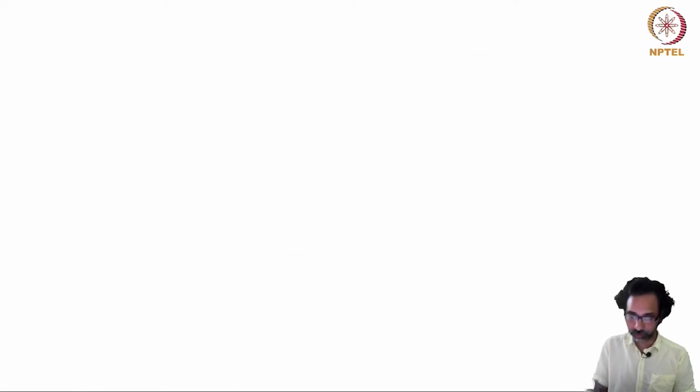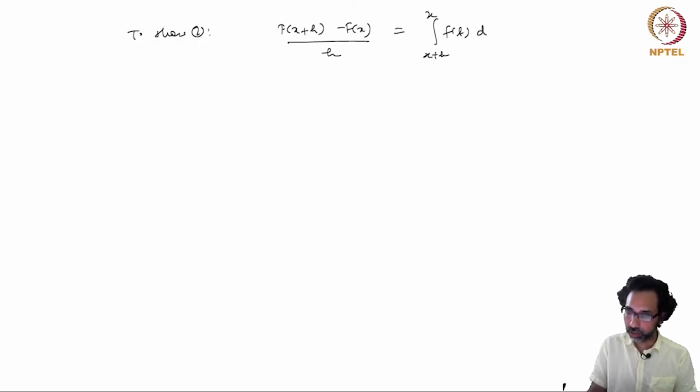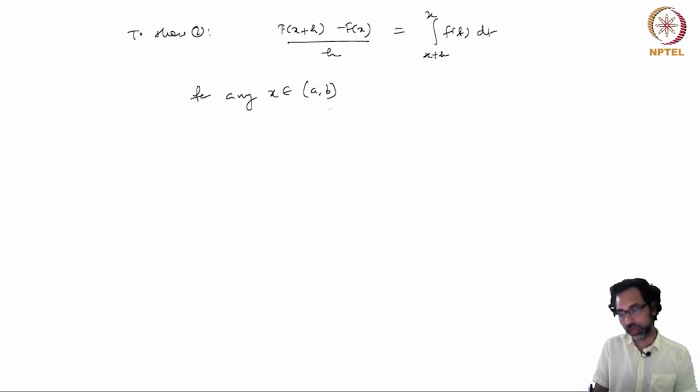Similarly, to show 2, we can say that (F(x+h) - F(x))/h is equal to the same thing, but we would rather have the integral from x+h to x of f(t) dt, for h less than 0, again for any x in (a, b] with a excluded and b included, and h less than 0 sufficiently small.